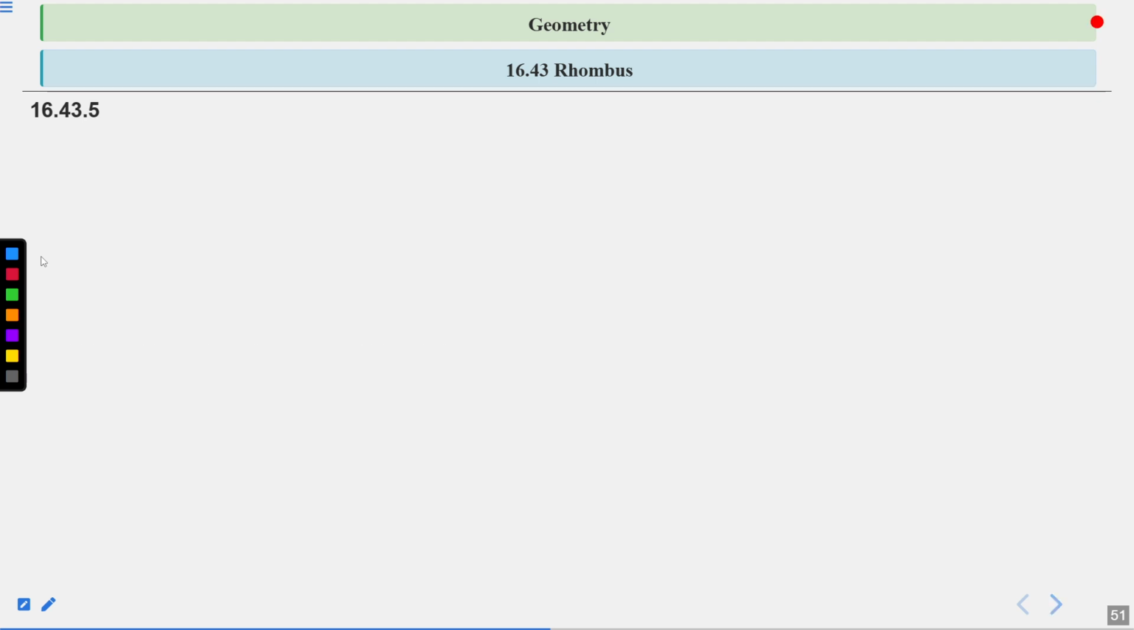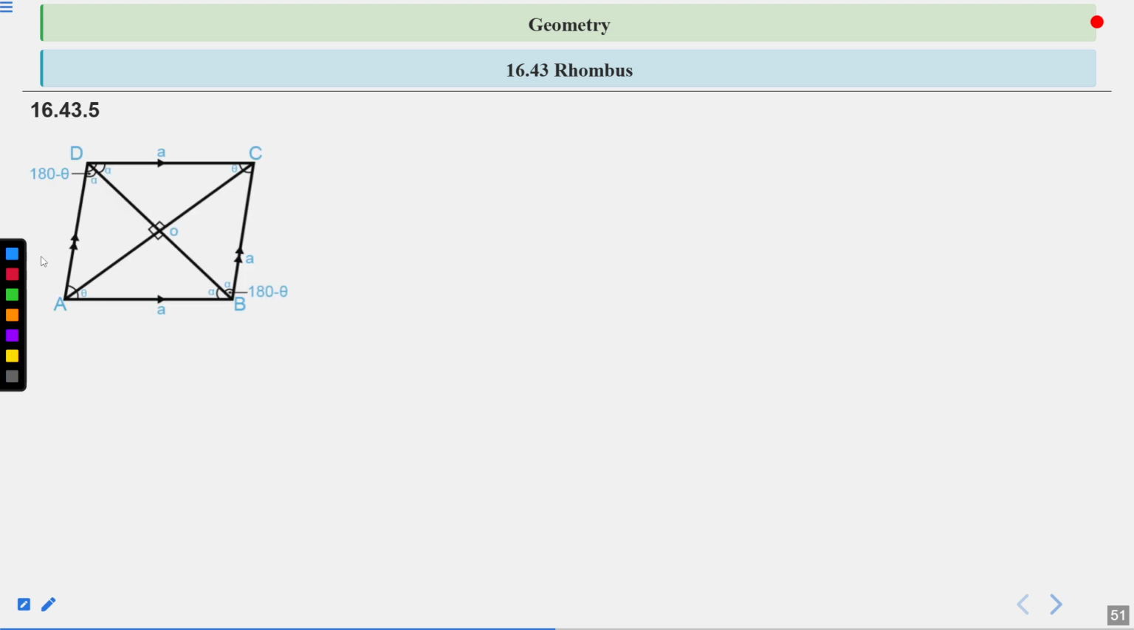The next property of the rhombus is 16.43.5. This is the diagram of the rhombus. The diagonals are not equal in length. AC is not equal to BD.